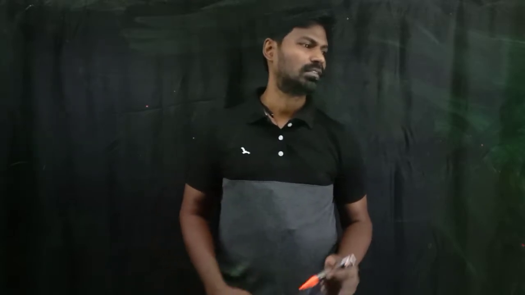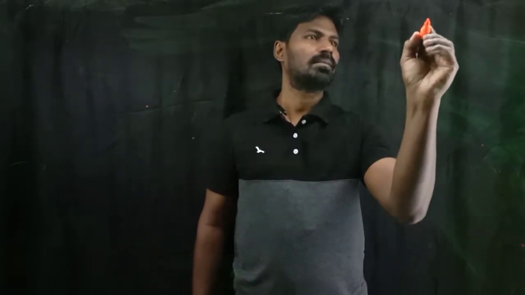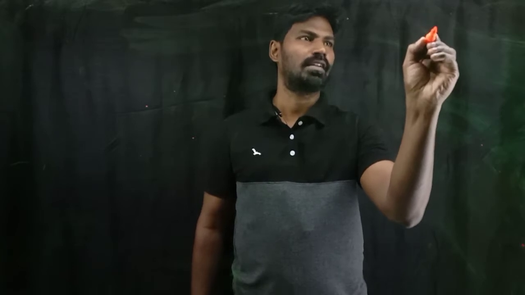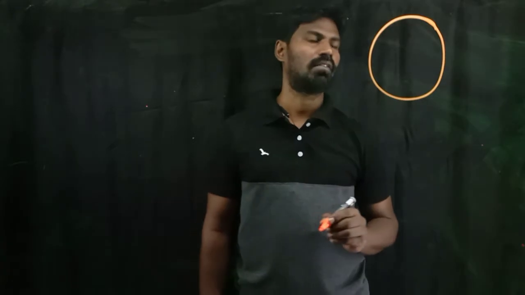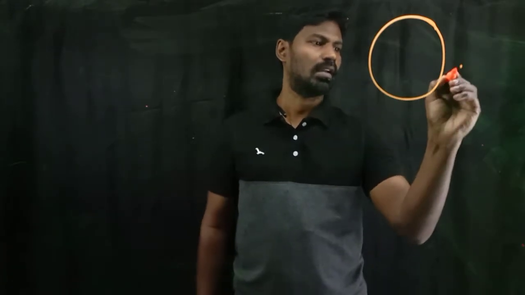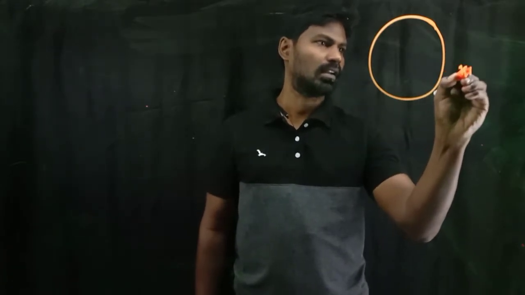In this lecture, I'm going to show you how to calculate the moment of inertia of a spherical shell. For this purpose, here I'm considering a spherical shell of radius r. Assume that this is a spherical shell of radius r and mass m. Radius r and mass m.